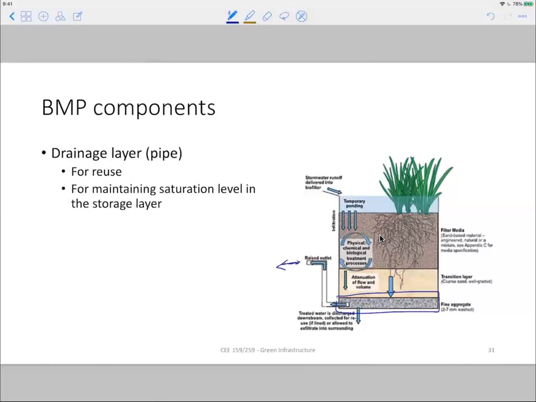The first is that this drainage layer is designed to capture some of the water for reuse. And also, as you notice here, the raised outlet, this height also determines how much saturated layer you'll have in the storage layer. That storage layer is designed to capture or store some of the water, but it can't store unless there is an outlet which is higher than the level you want to have. So this outlet design is basically serving two functions. Number one, increasing the saturation, and increasing infiltration by creating this artificial head.